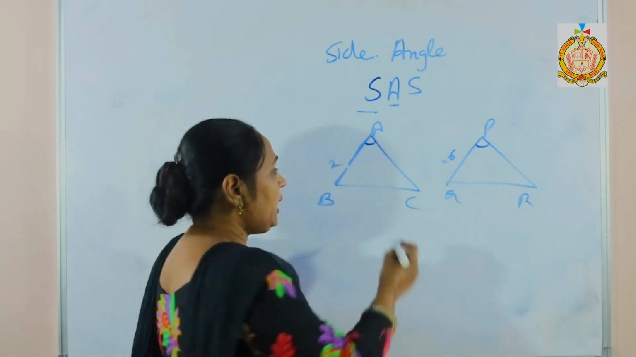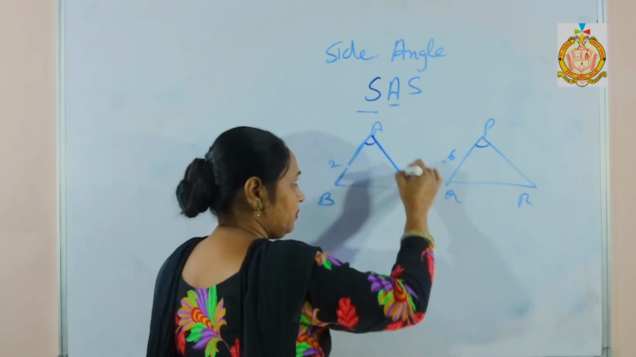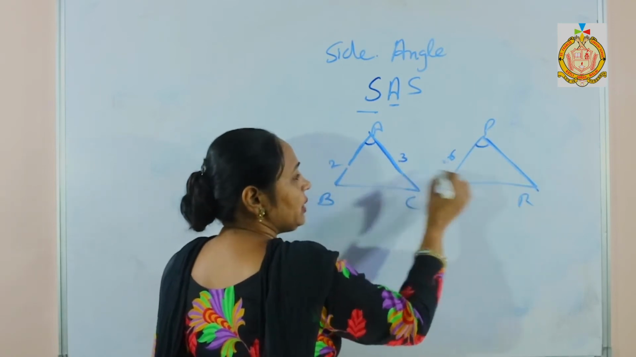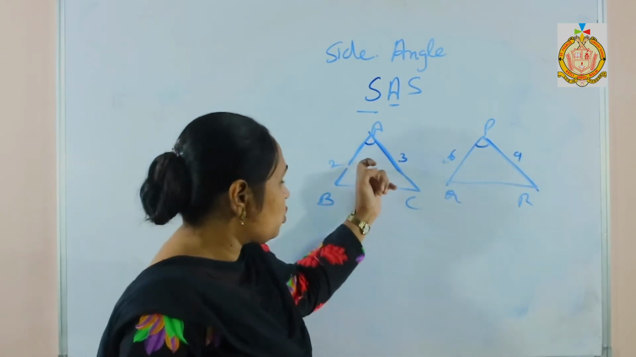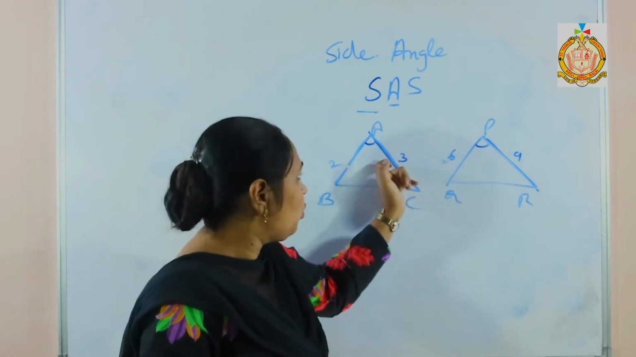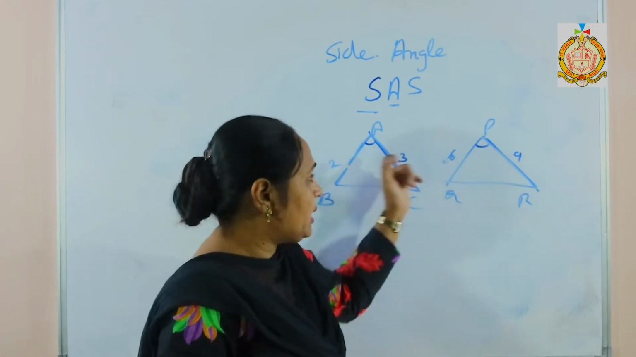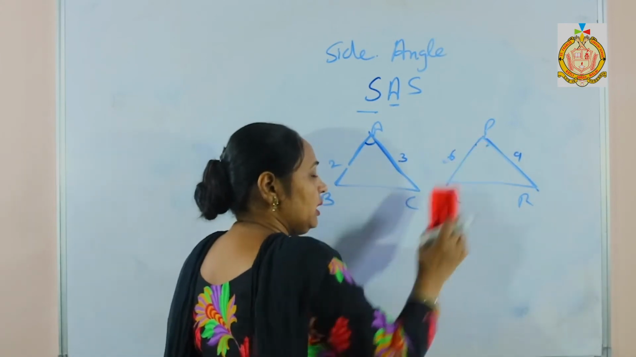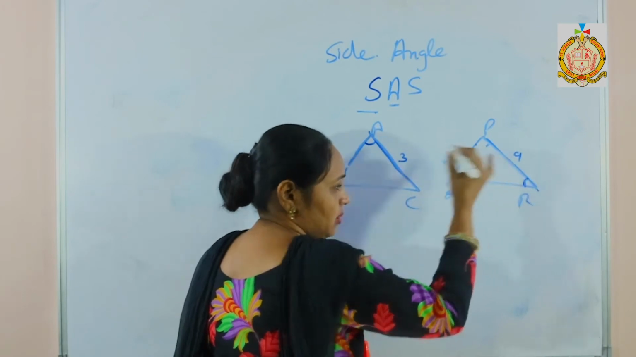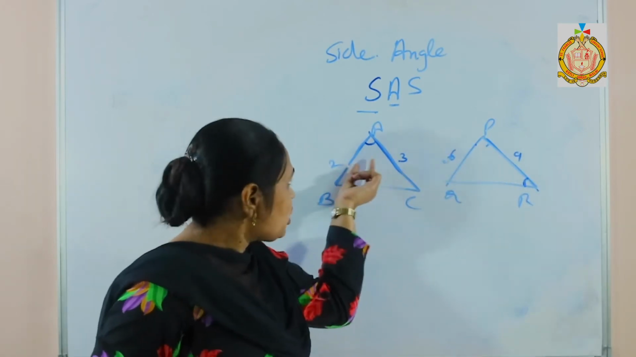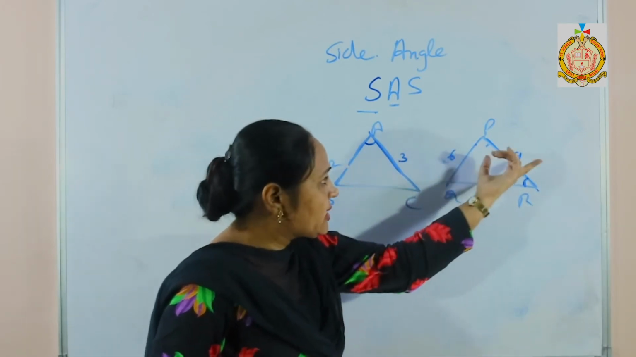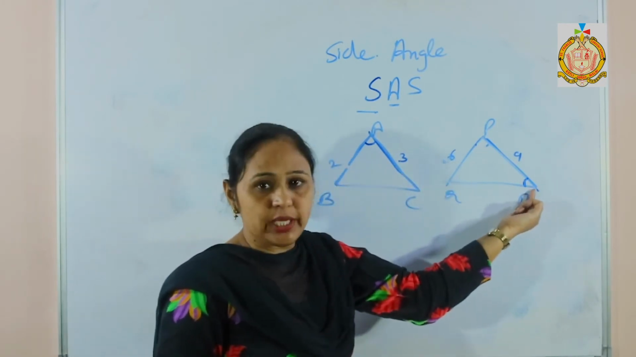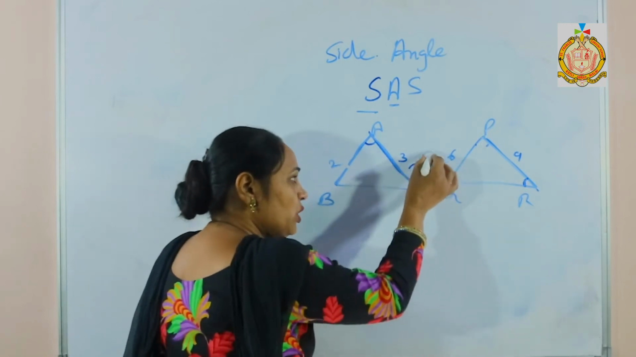Next, again I take side AC, and there I take PR. If this is 3, then it will be 9. That means two sides are in ratio and one angle is equal. It means these two triangles are similar. But if angle P is not equal but R is equal, then the angle is not between the two sides that have the ratio, it is outside. That means these two triangles are not similar.